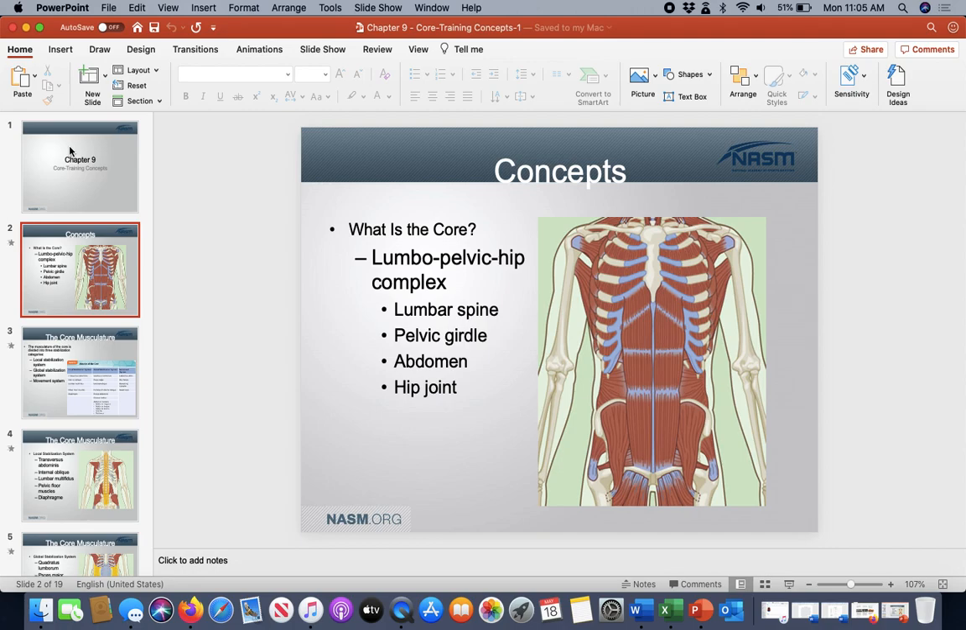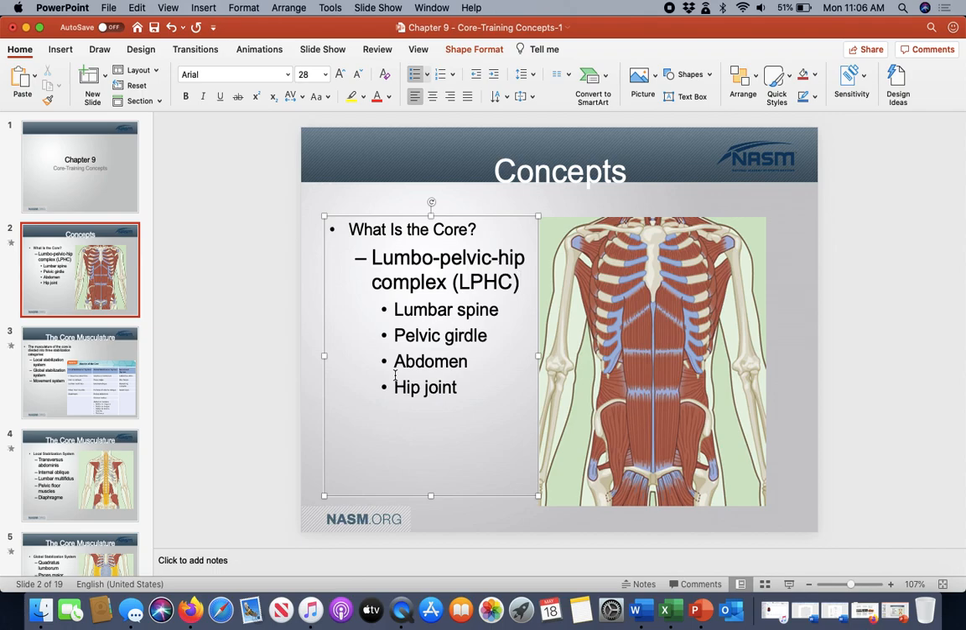So really, one of the things that I want you to pay attention to is that NASM really goes by what's called core. They refer to everything as the lumbopelvic hip complex, or the LPHC. So when you're going through and looking at your study materials, you'll see that term, the acronym, a lot, and that's really what we're referring to: lumbar spine, the pelvis or the pelvic girdle itself.